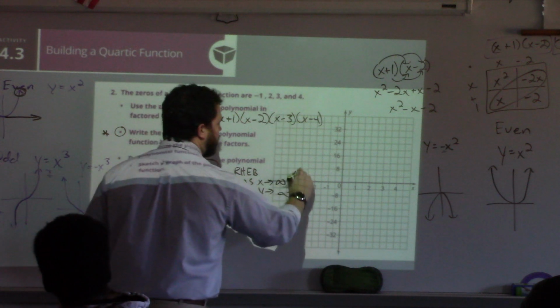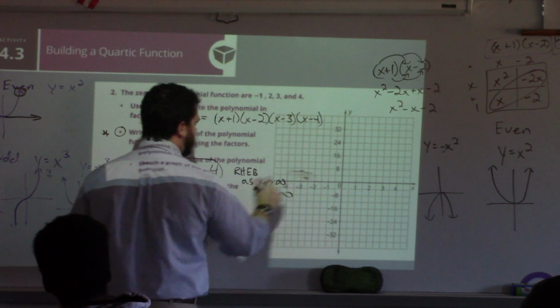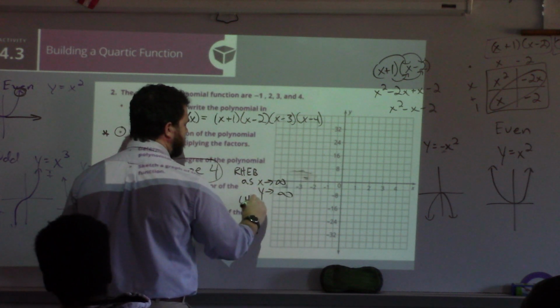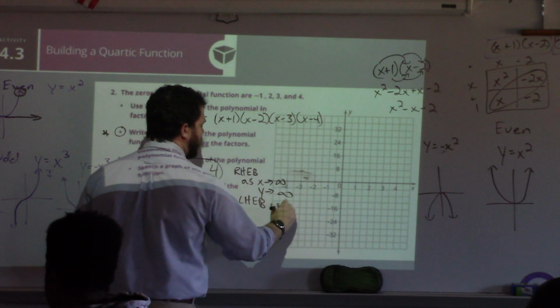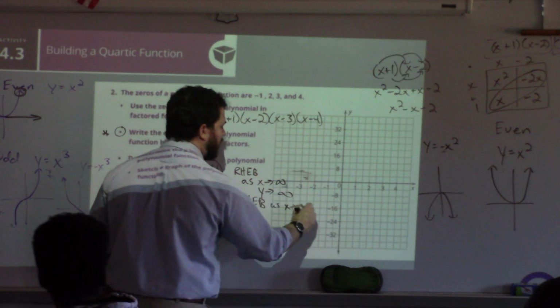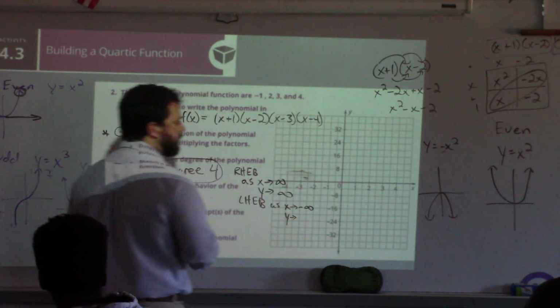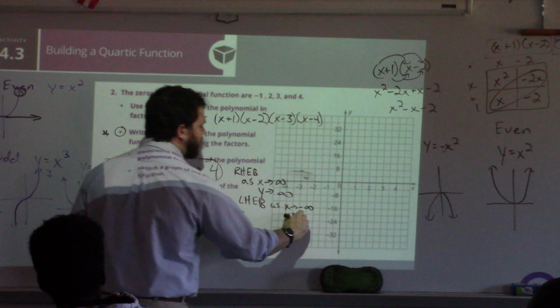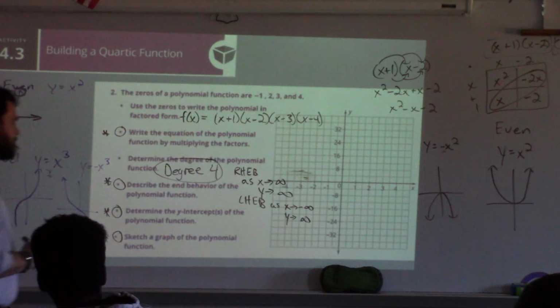Alright, so left-hand end behavior. What am I looking at? What is x approaching now? Negative infinity. It's going to the left. Y is approaching, still positive infinity. Okay?